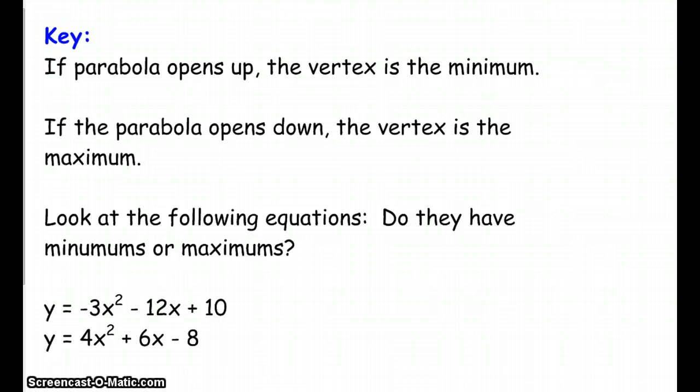So the first parabola, because it opens down, will have a maximum, and the second parabola, because it opens up, will have a minimum as its vertex. You should be able to calculate these points by using negative b divided by 2a to first get the x-coordinate of the vertex, then plug it in and get the y-coordinate of the vertex.